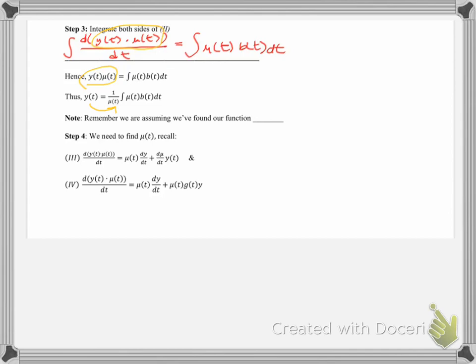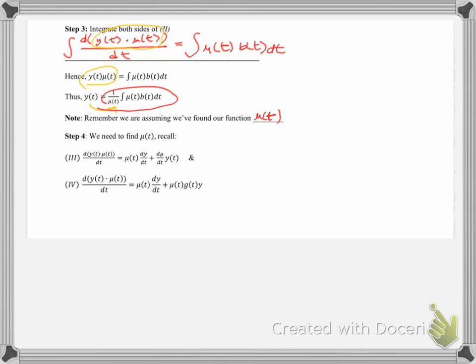Okay? Now, remember, we are assuming. So again, we are assuming that we found this function mu of t. Okay. Recall, we need to find what mu of t is. We need to figure out what mu of t will be. Okay. That's the key in solving linear differential equations. We're doing all this to find this function mu of t, which will help simplify our lives and give us this y of t. Okay, and so we need to find mu of t.